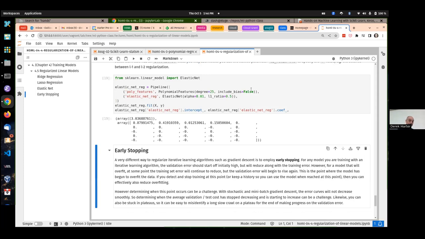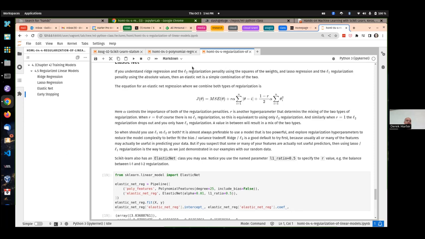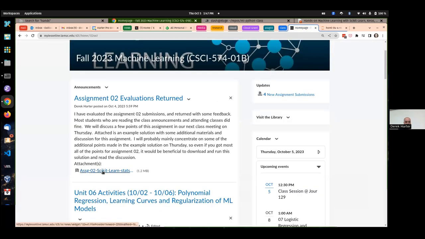Is that the one where you calculated R squared by hand in the notes? It's in that example solution that I posted on Monday. If you go to our class homepage, there's a link to the notebook. Okay, all right. Thank you.